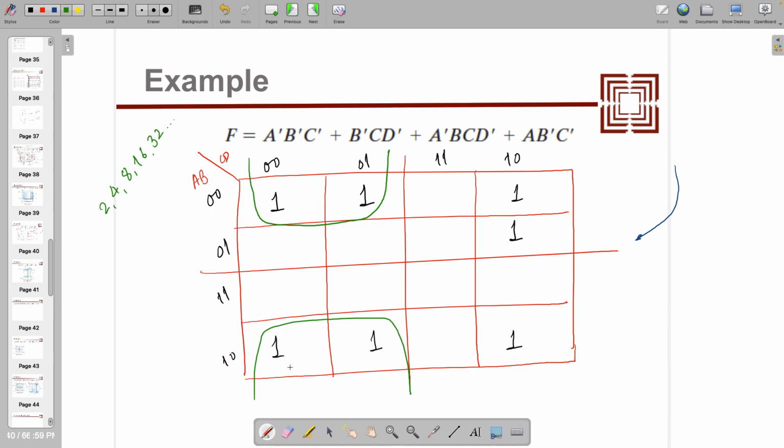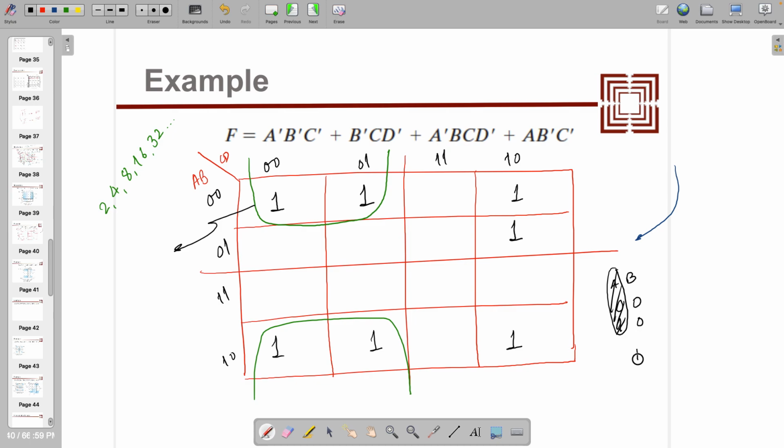Now, just for this one, I am writing it. So here you need to check which variable is changing. If that variable is changing, just drop that. Look at it vertically, it's 0 0 and 1 0, right? So A is changing, so drop that.